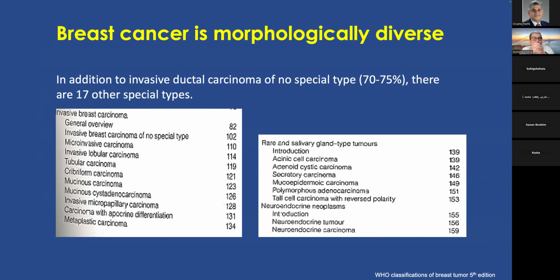So the WHO classification includes, in addition to invasive ductal carcinoma no special type, which represents 70 to 75% of all breast cancers we encounter, 17 other types. Some of them you will encounter in your practice; some, until now, I haven't encountered, like the mucoepidermoid carcinoma in the breast and the polymorphous adenocarcinoma. I have never seen any of them, but all the others I have encountered some cases of. I want to highlight here that microinvasive carcinoma is its own special type, and tubular, cribriform, and mucinous carcinomas are not called invasive tubular or invasive mucinous.